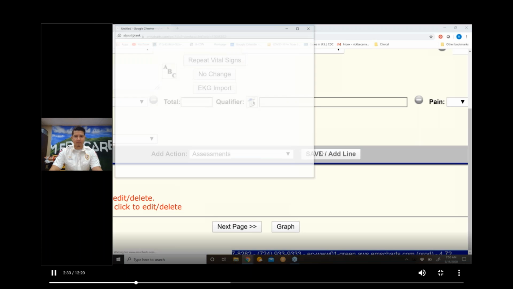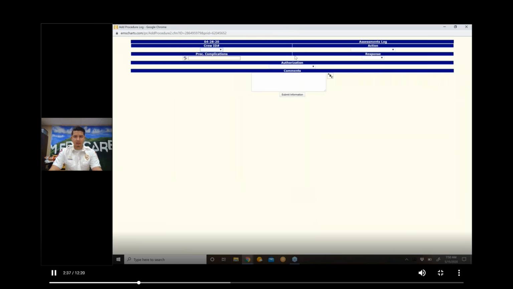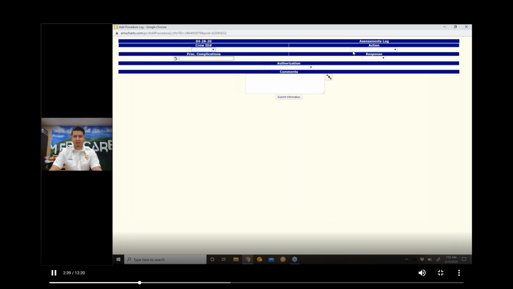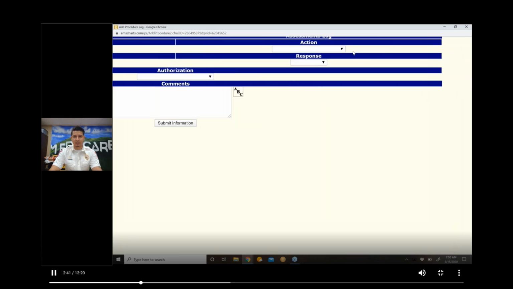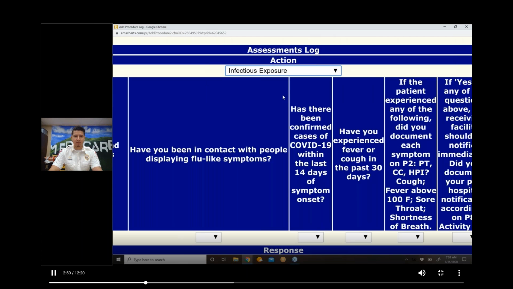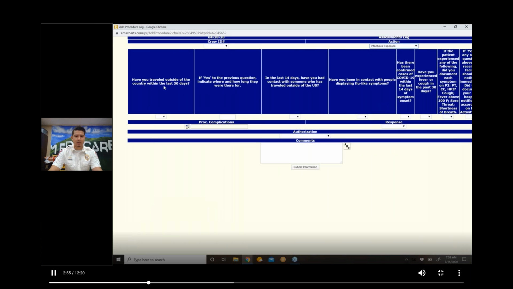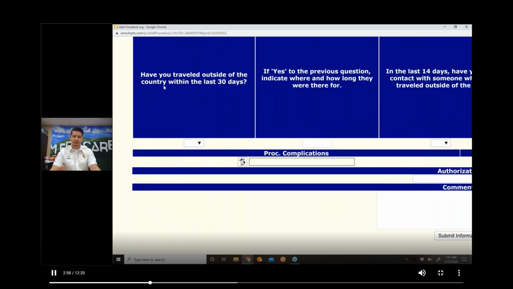Once you hit the Assessment tab and you hit Save, a pop-up menu will come up. And here we have your Action and Assessments log. So we're going to ask you to go over here to the Actions area, and we're going to have you select Infectious Exposure. When you do that, the questionnaire will pop up. And this is actually 8 questions, and they're all pertinent to things that the CDC is giving us the guidelines to be asking and screening our patients.